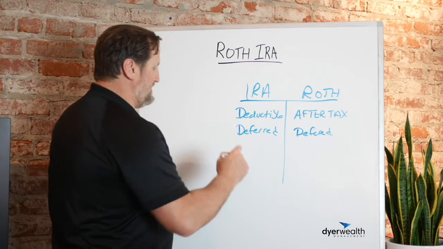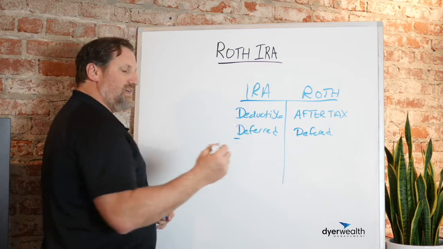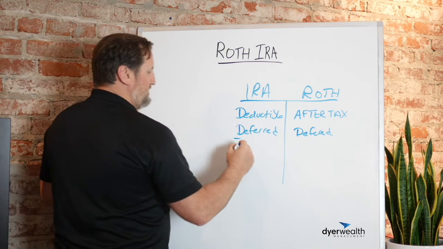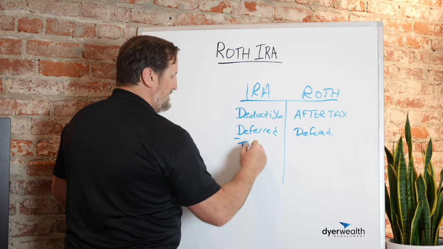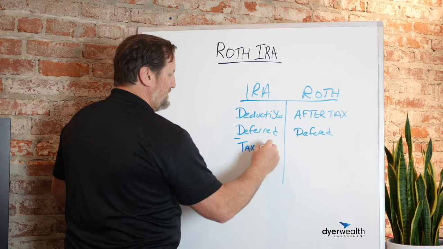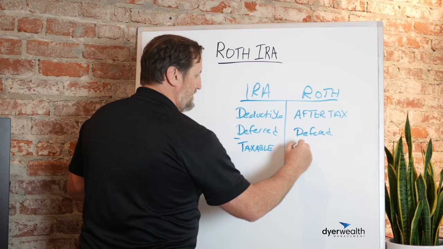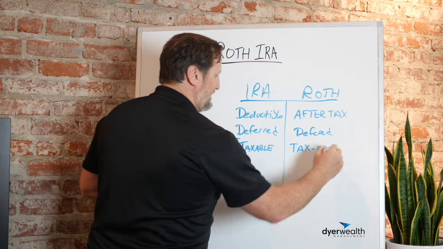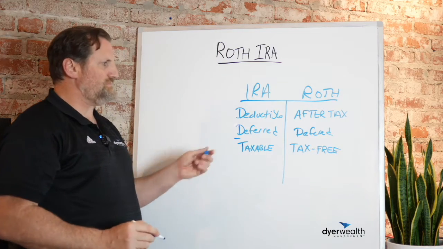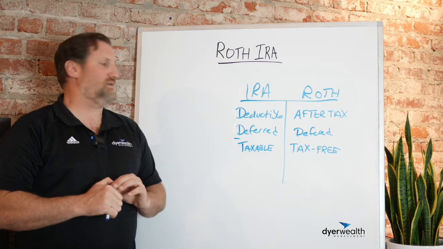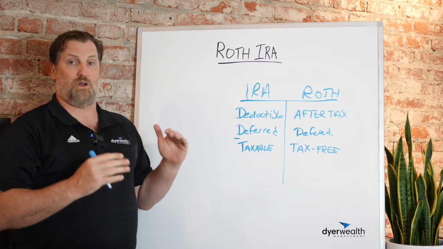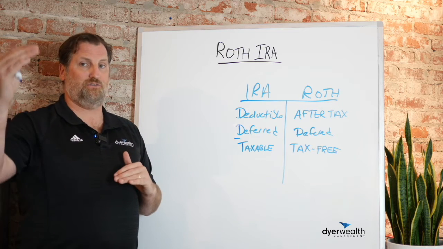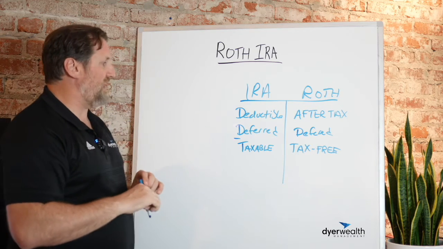Okay, now here's where the difference happens. When you start taking distributions or withdrawals from one of these accounts, here's the difference. This is a taxable distribution, and the Roth is the beautiful tax-free. Okay? So some things to consider are: what are tax rates now? Does it make sense to pay taxes now or in the future? And there's some other variables that are tied to that.